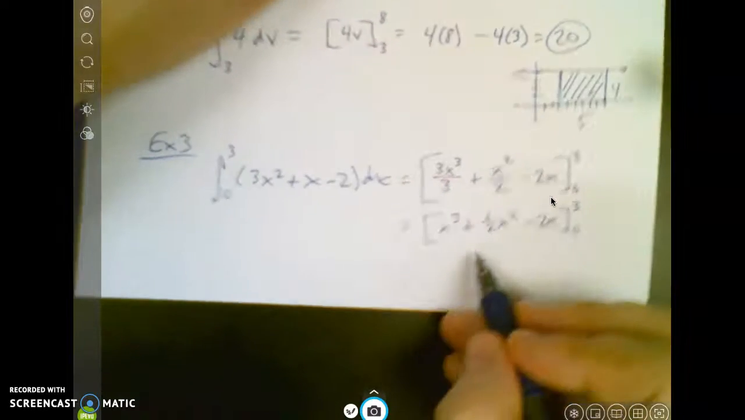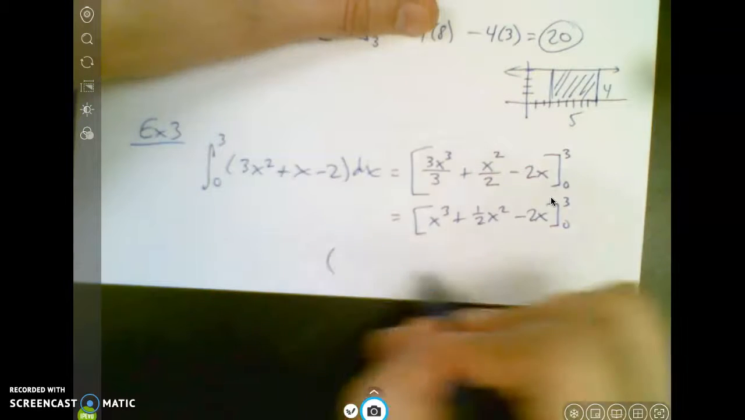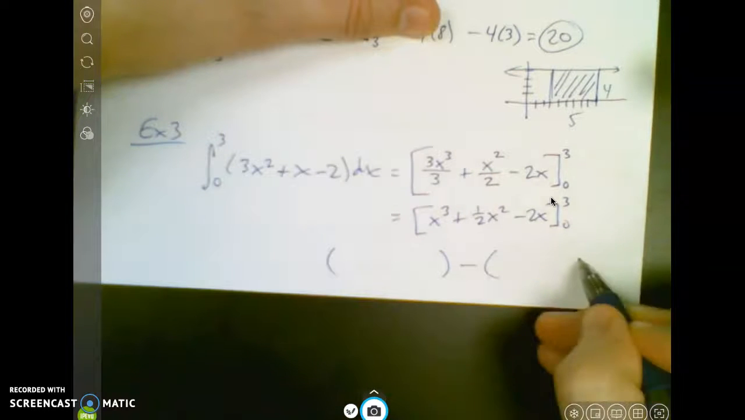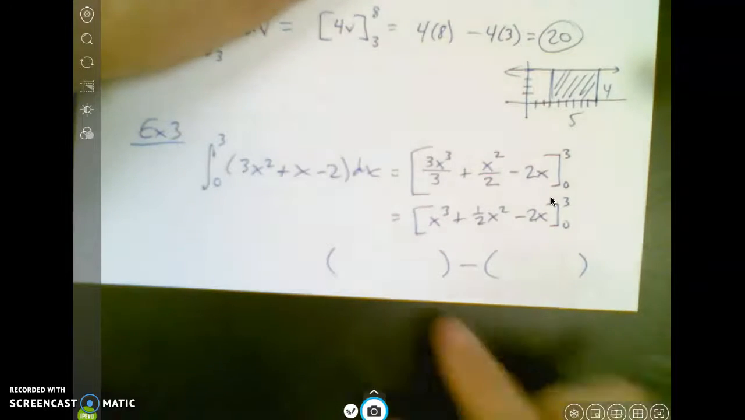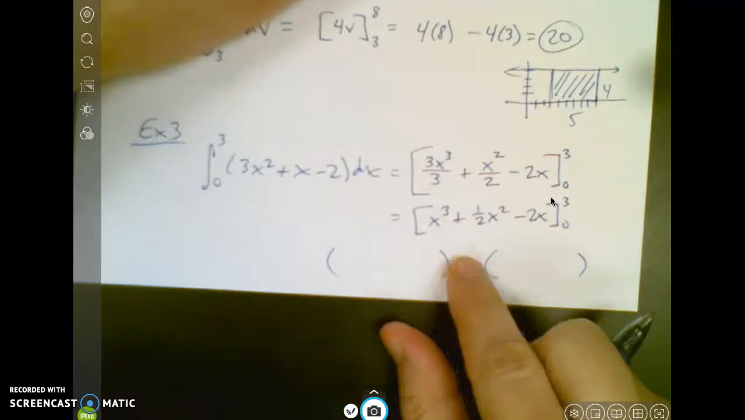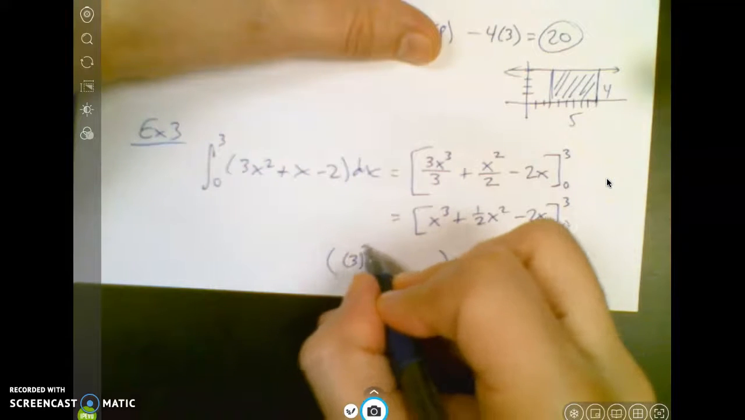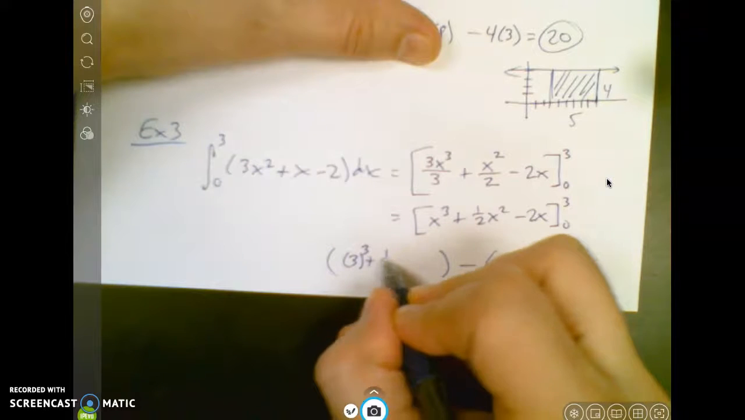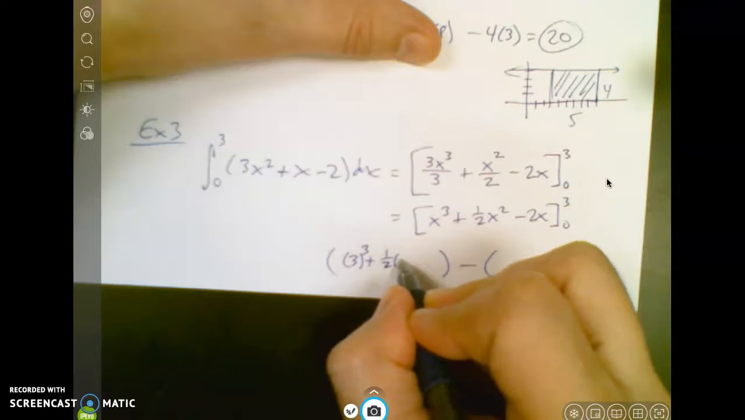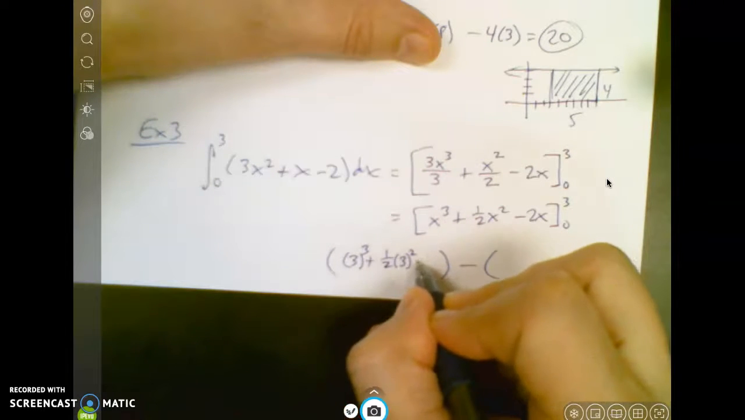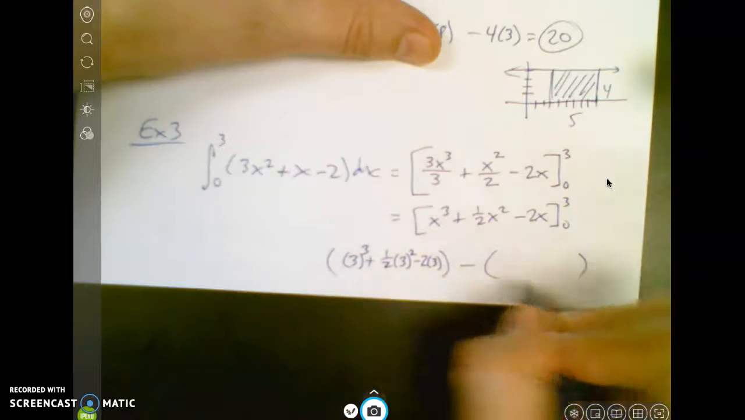Now you're going to plug a 3 into every piece, and then you're going to plug a 0 into every piece. So it's a good idea to leave yourself space. Make sure you do it one at a time. Take your time on this step. And I recommend using parentheses. It doesn't make a difference right now, but if you ever get a negative in here and you don't use parentheses, you're going to get it wrong.